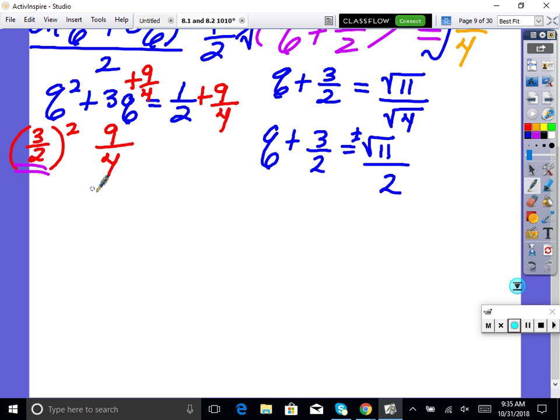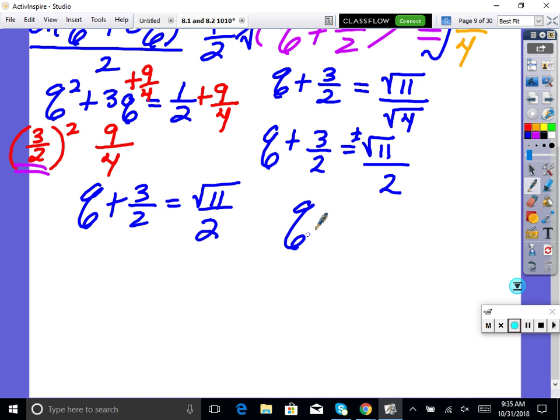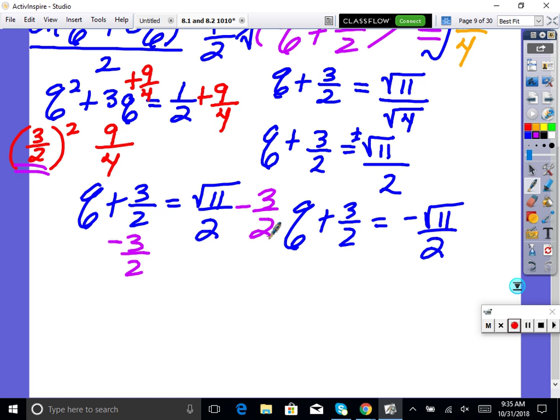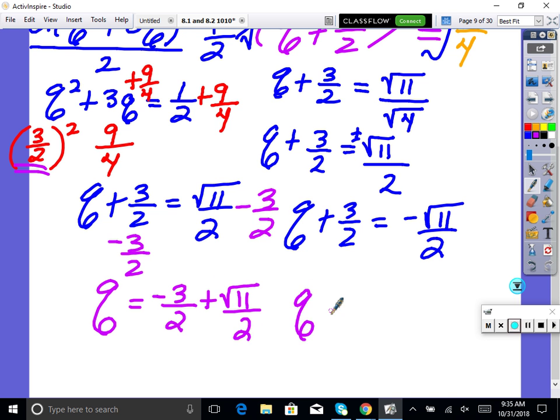So now we have q plus 3/2 is equal to root 11 over 2. And then we have q plus 3/2 is equal to negative root 11 over 2. And then we literally just have one more step. Subtract 3/2. So q is equal to negative 3/2 plus root 11 over 2. And then q is equal to negative 3 over 2 minus root 11 over 2.